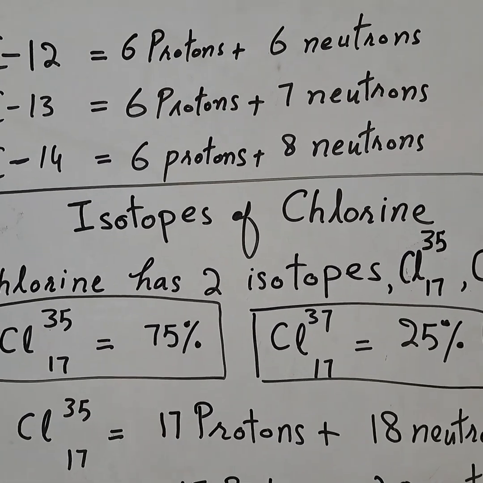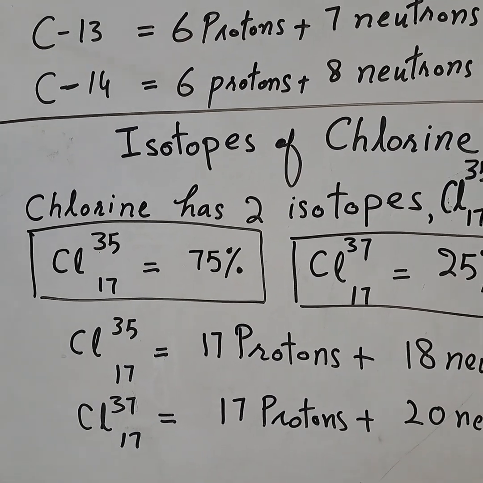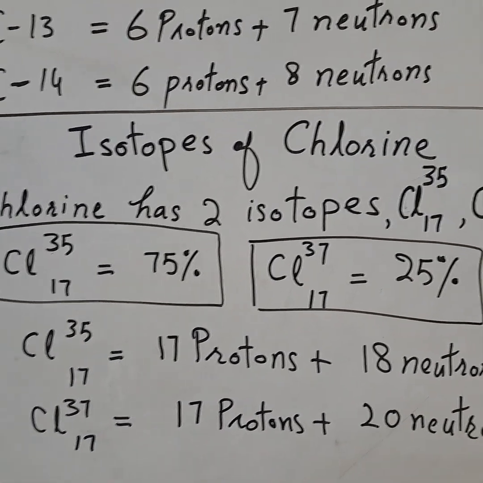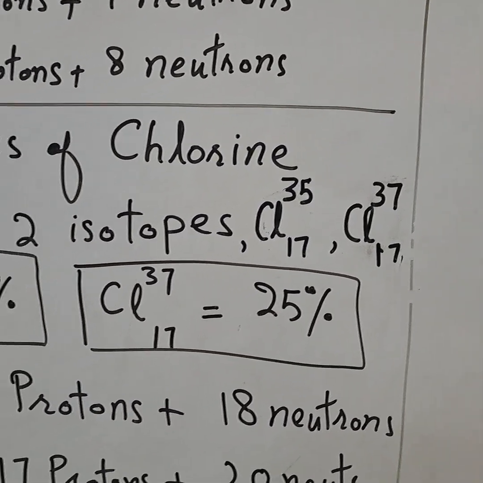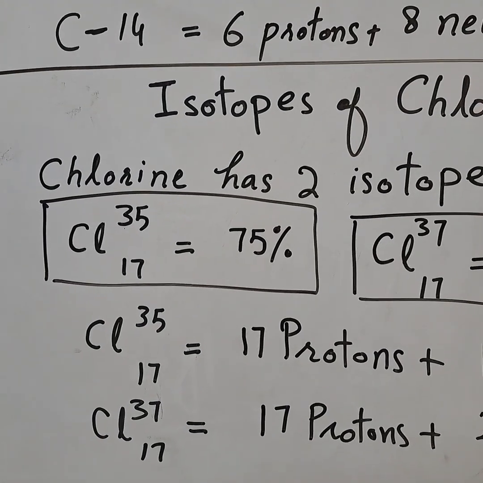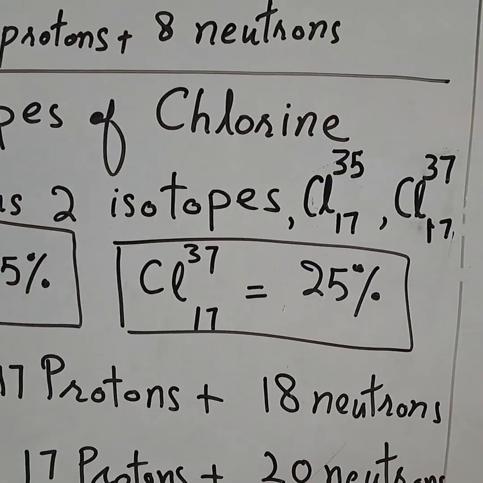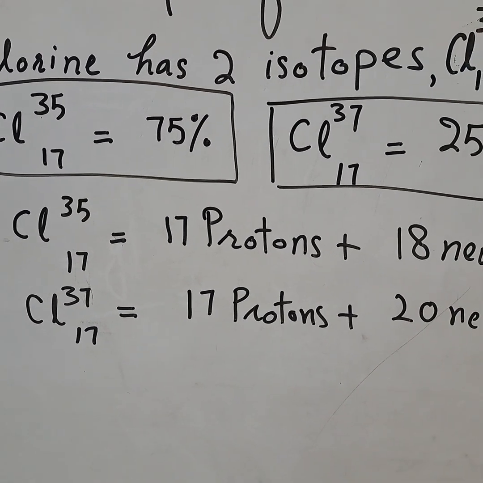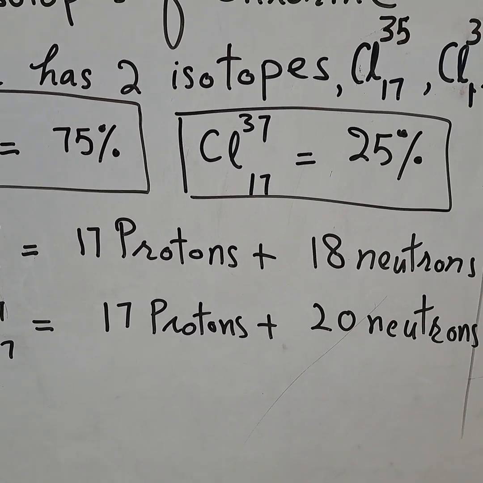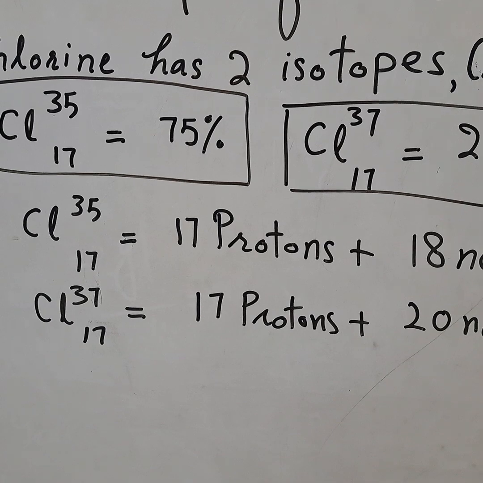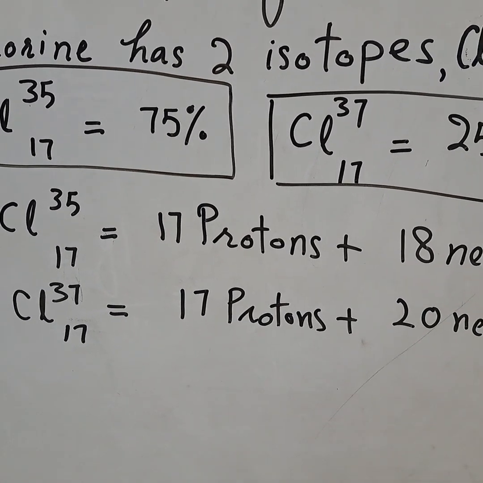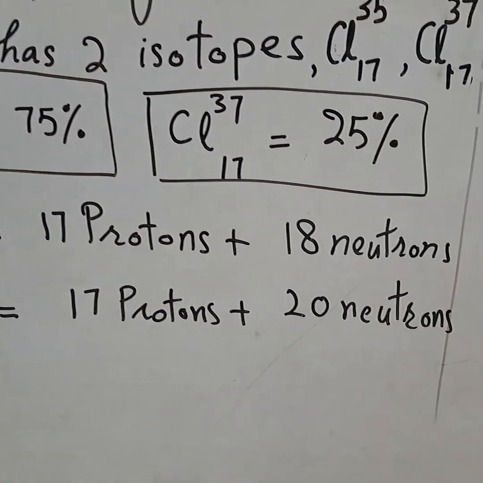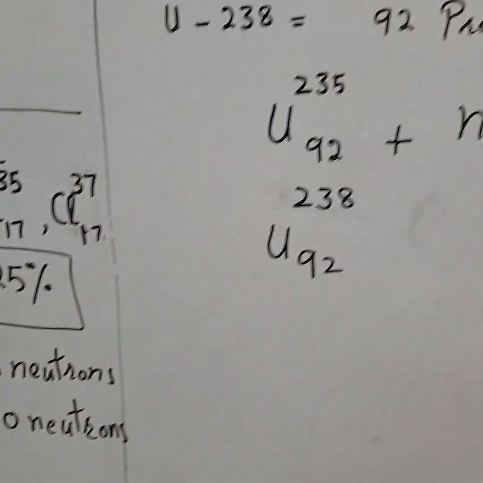If we talk about the isotopes of chlorine, chlorine has 2 isotopes, chlorine 35 and chlorine 37. Chlorine 35 is present 75%, chlorine 37 is present 25%. Chlorine 35 has 17 protons and 18 neutrons. Chlorine 37 has 17 protons and 20 neutrons.